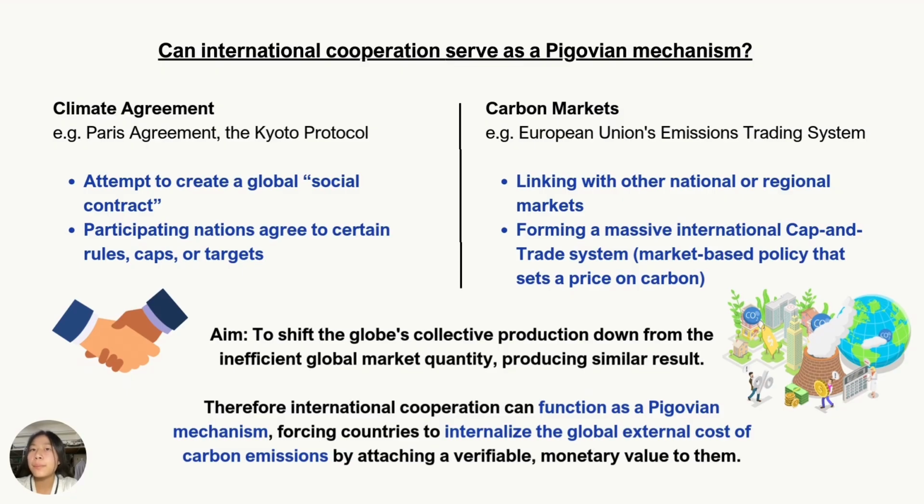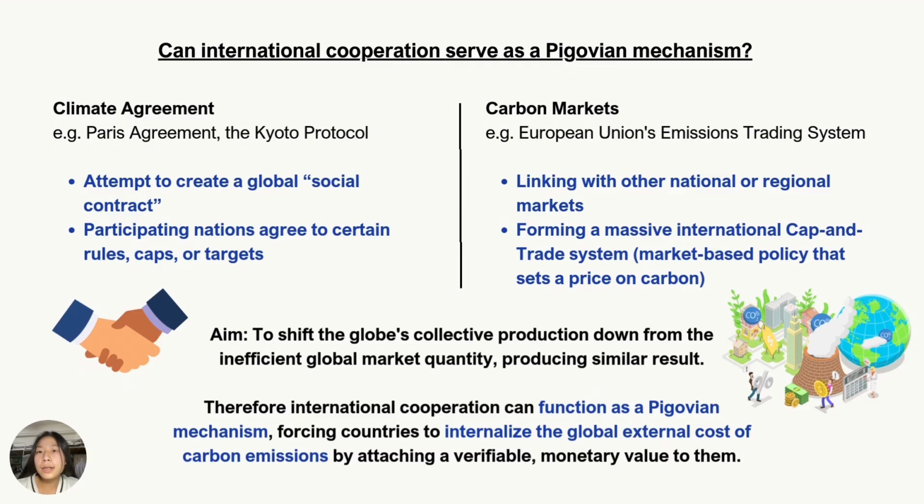We have two examples. First is the climate agreement, for example, the Paris Agreement and the Kyoto Protocol. These attempt to create a global social contract where participating nations agree to certain rules, caps, or targets. And the other is the carbon market, for example, the European Union's emission trading system we just mentioned earlier, whereby they link with other national or regional markets, forming a massive international cap and trade system, which is a market-based policy that sets a price on carbon.